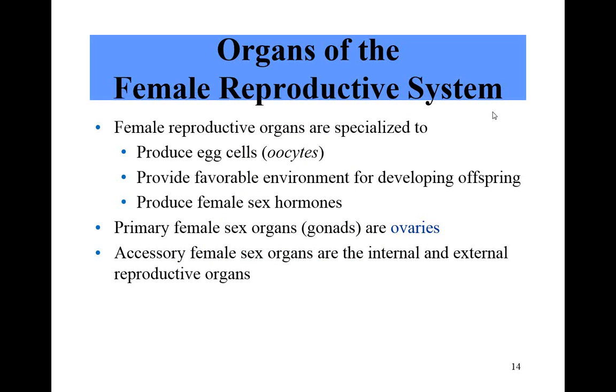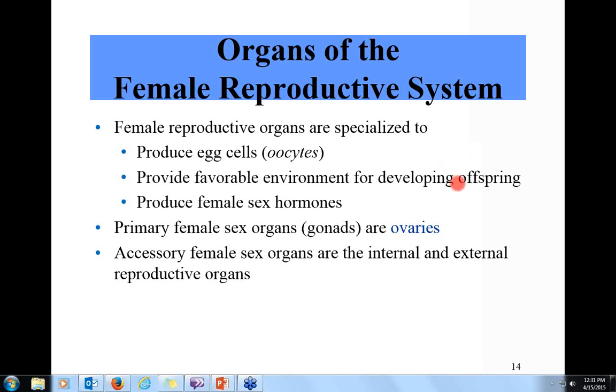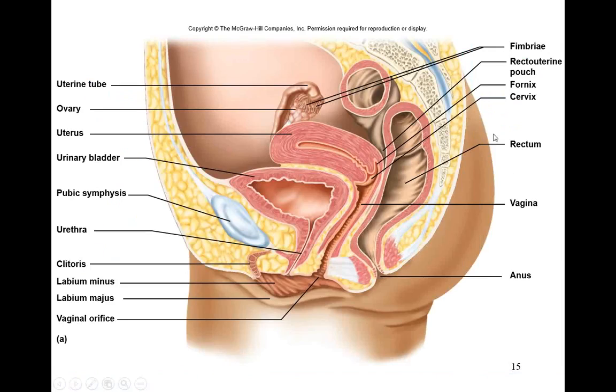Okay, now we're going to talk about the organs of the female reproductive system. The female reproductive system produces egg cells, oocytes, also produces sex hormones, but here we have organs for the development of offspring. The primary sex organs, the gonads, are the ovaries, and then there are sets of external and internal reproductive organs, and that's our next slide.